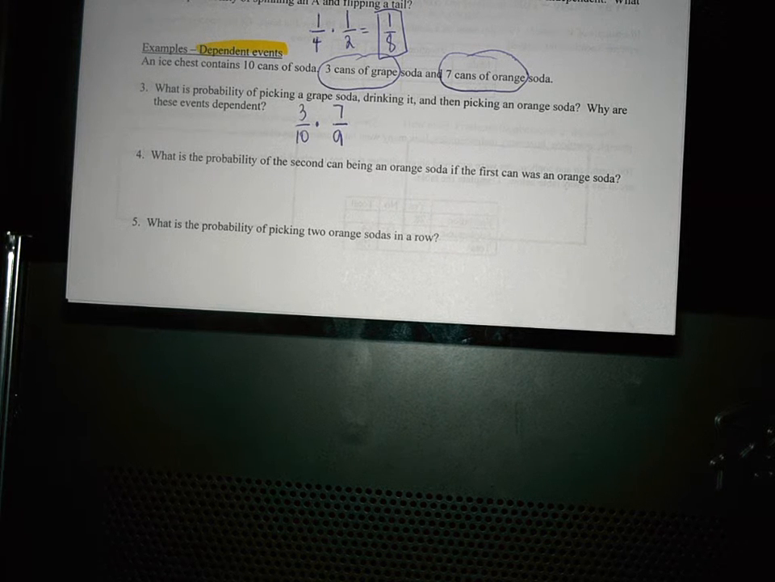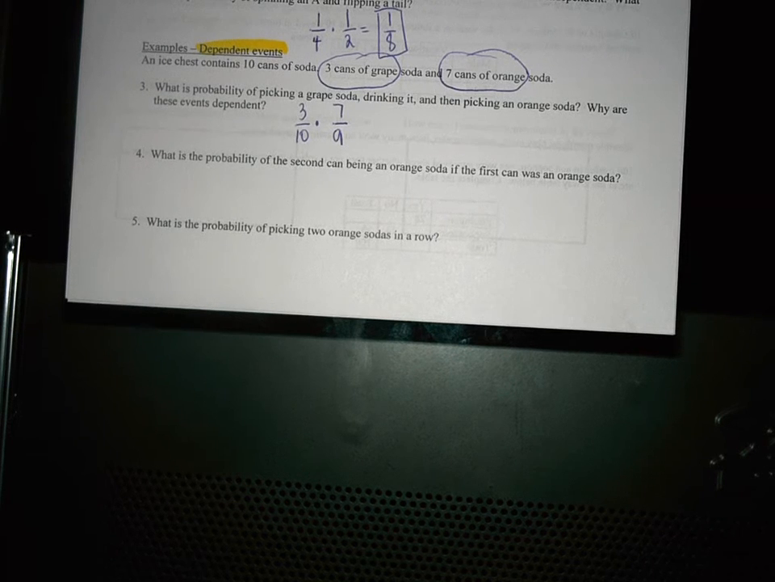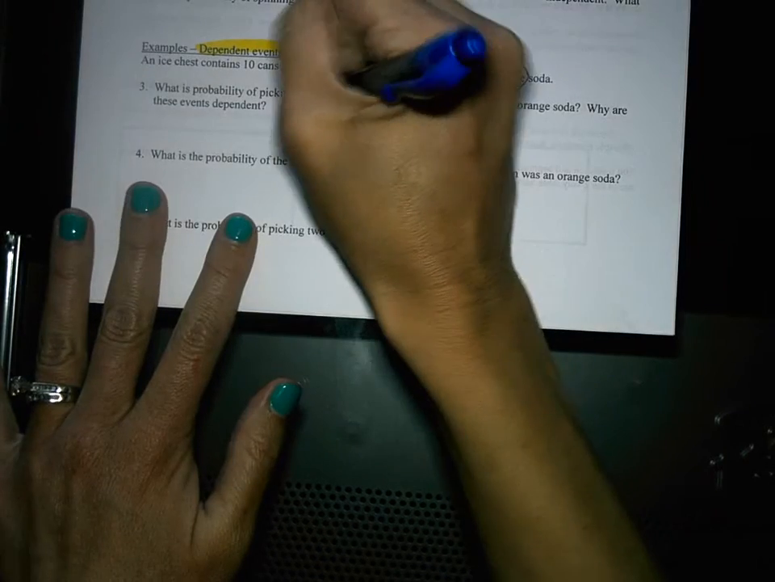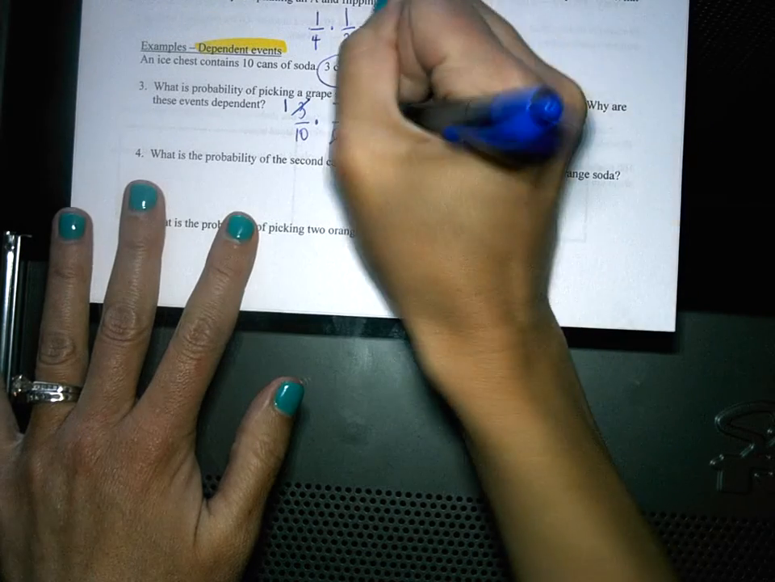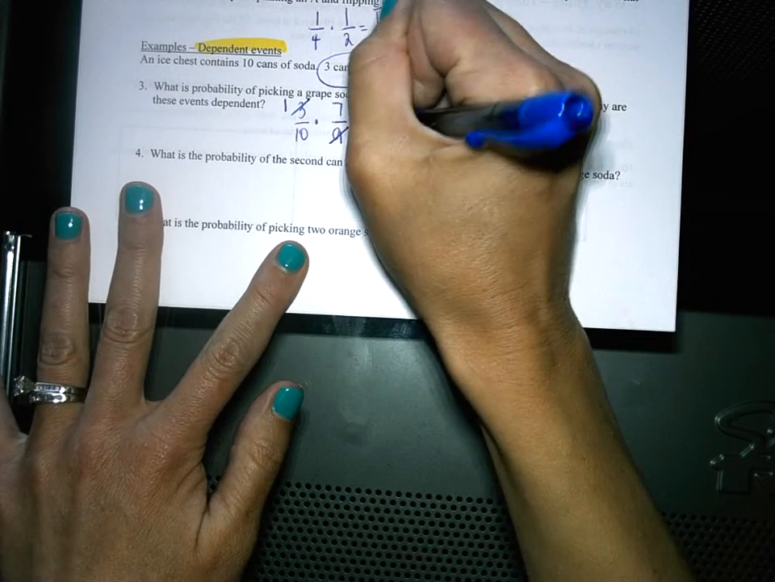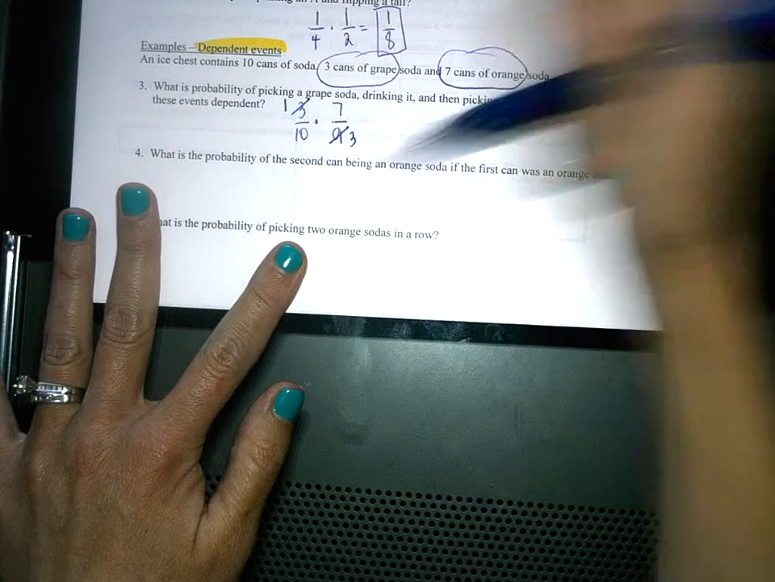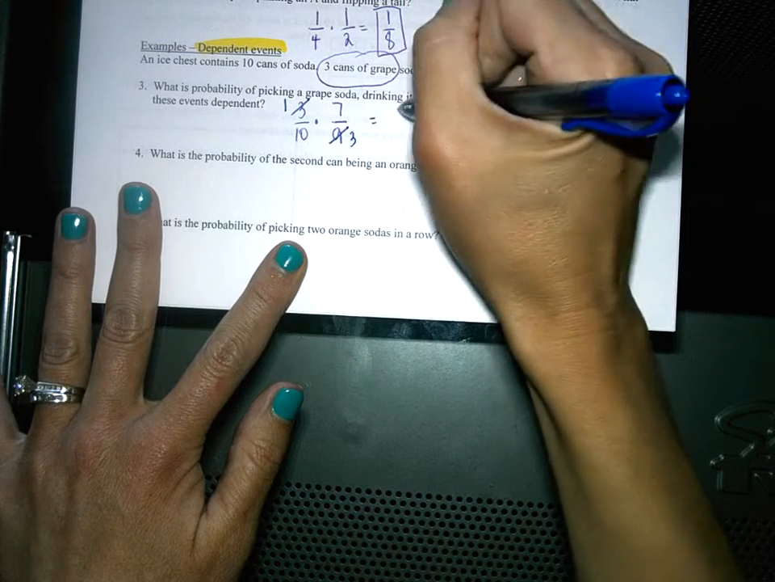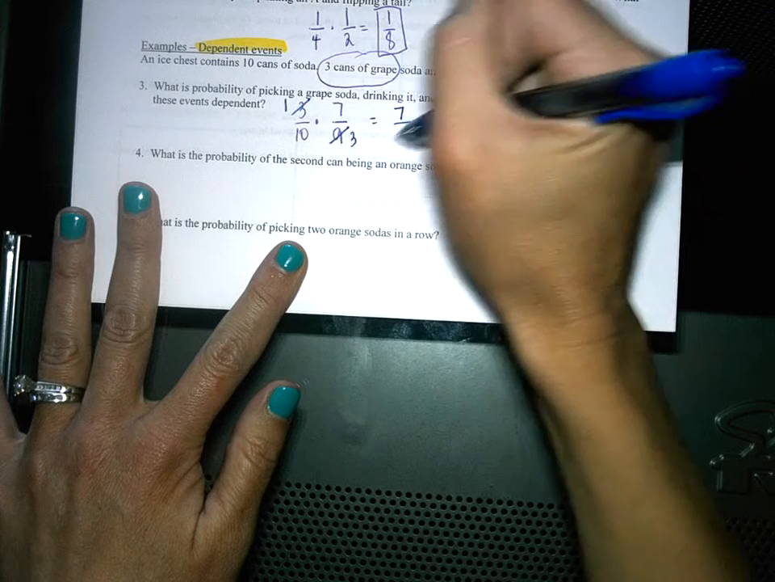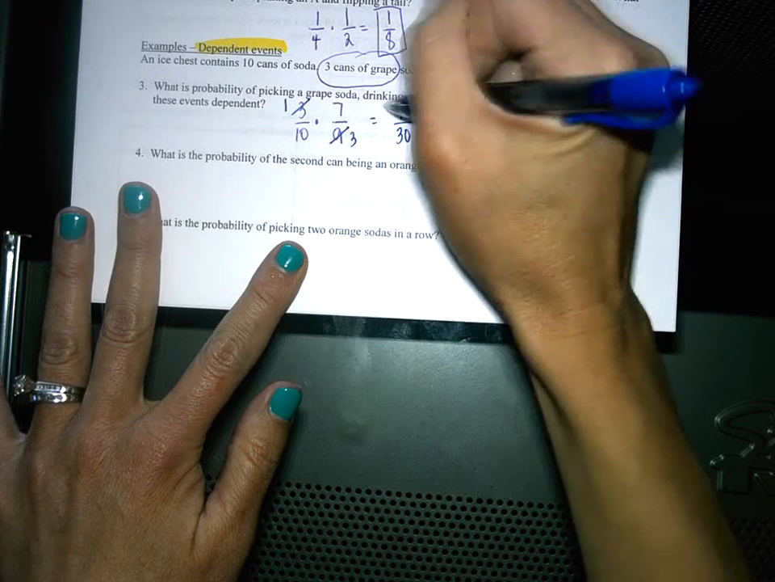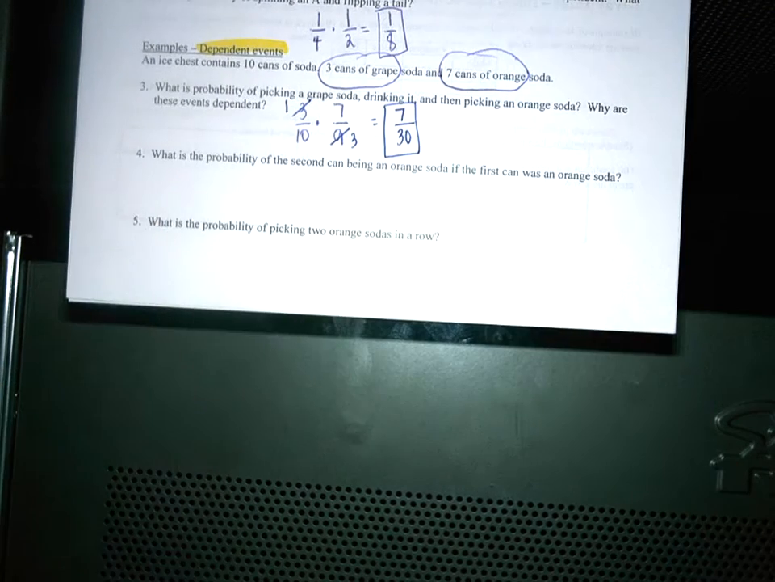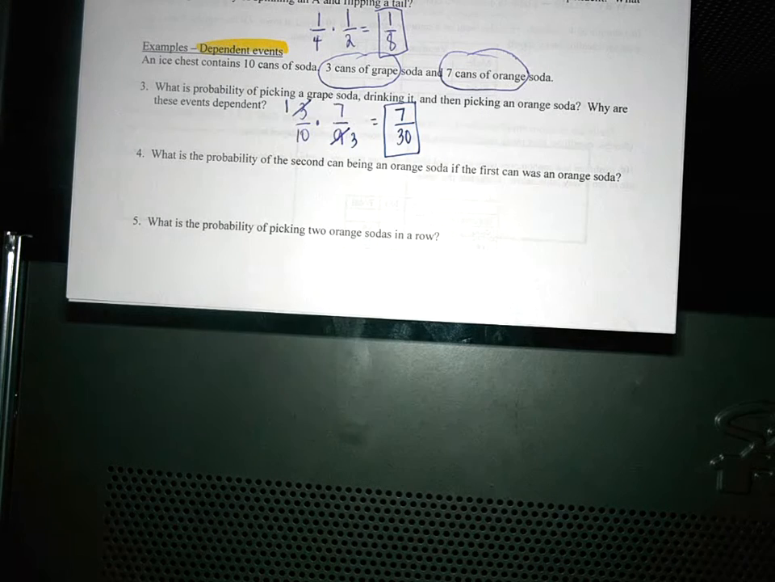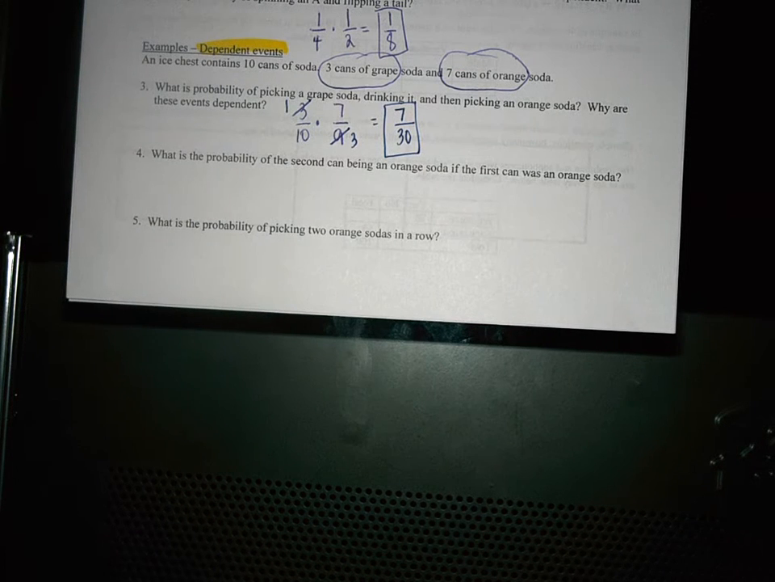Okay, now can anything reduce here? What can reduce? Good. So 3 divided by 3 is 1, and 9 divided by 3 is 3. Do we see anything else that can reduce? And so on the top, 1 times 7 is 7, and 10 times 3 is 30. So that's the probability of first getting a grape and then getting an orange.